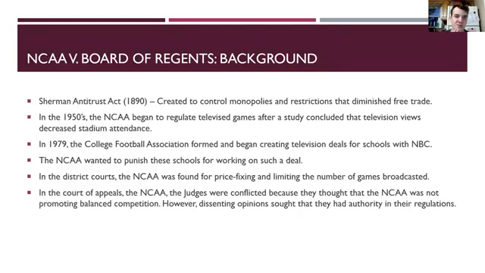In the NCAA versus Board of Regents, this is a little background that's important. It's important to understand what the Sherman Antitrust Act is, which was passed in 1890. The Sherman Antitrust Act was created in 1890 to control monopolies and restrictions that diminish free trade. Around this time, the Industrial Revolution was going on, and a lot of big corporations and industry was starting to rise in America. So it was important that Congress pass this law so that smaller companies and businesses could thrive and not necessarily be controlled by some of these big organizations that were starting to be formulated.